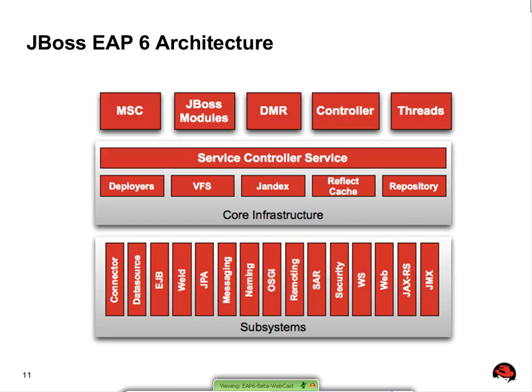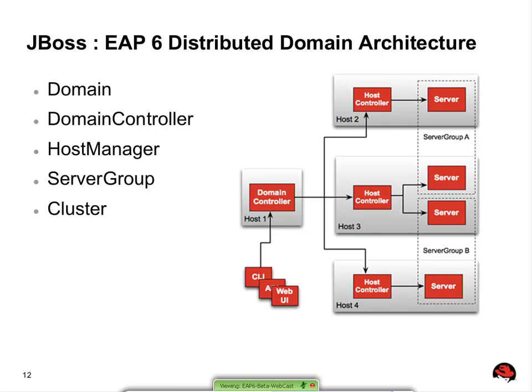So let's dive in. There are essentially two modes that you can run EAP6 in. The first one is the distributed or domain mode, where you want to deploy a number of JBoss servers across a number of different physical machines or virtual machines, but still manage them from a centralized place. And the design goal here is to treat a group of servers and make it as easy to manage as a single server.